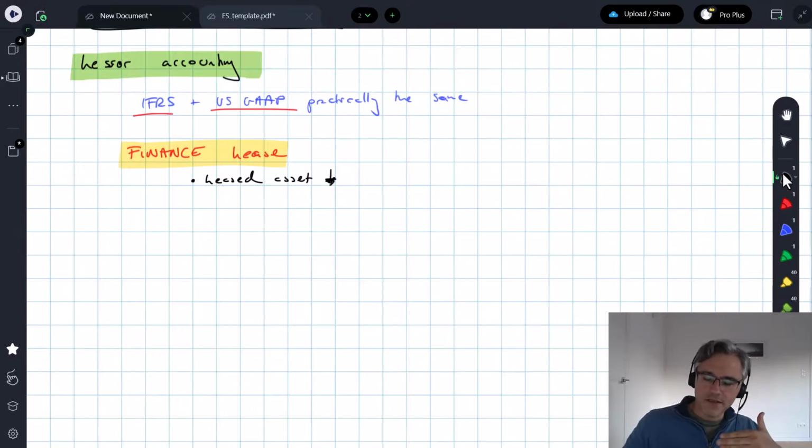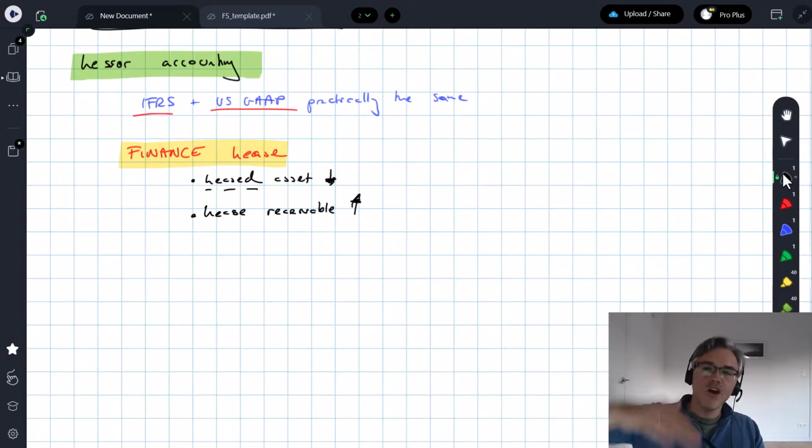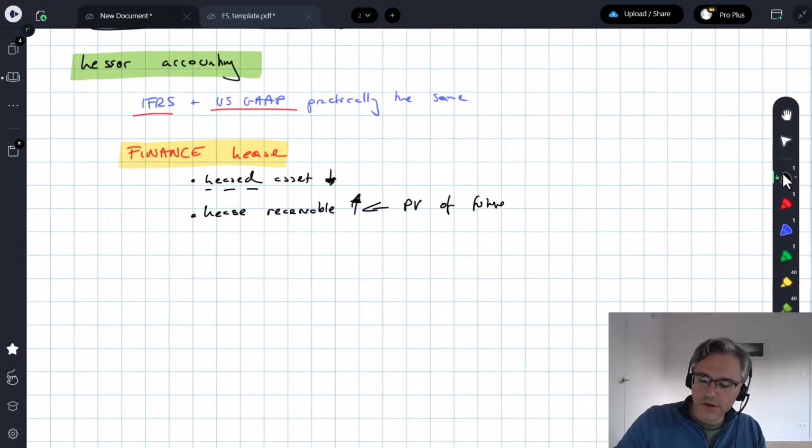If it's a finance lease, the lessor removes the asset from their balance sheet, so they de-recognize the asset as if they sold it, although legally that's not the case, but they've sort of relinquished the benefits and risks associated with it. And instead, they recognize what's known as a lease receivable. That's obviously the opposite of a payable. It appears under assets. So one asset disappears, another asset, sort of financial asset, appears. This is equal to the PV, the present value of future lease payments.